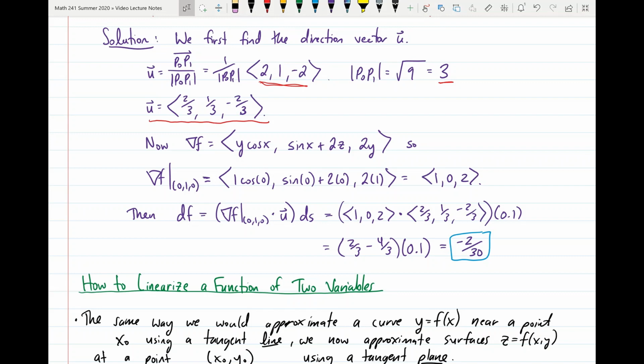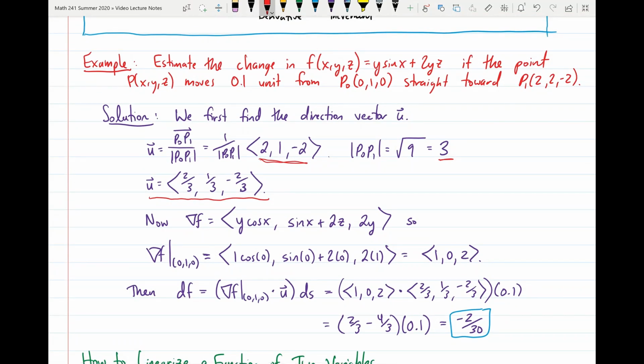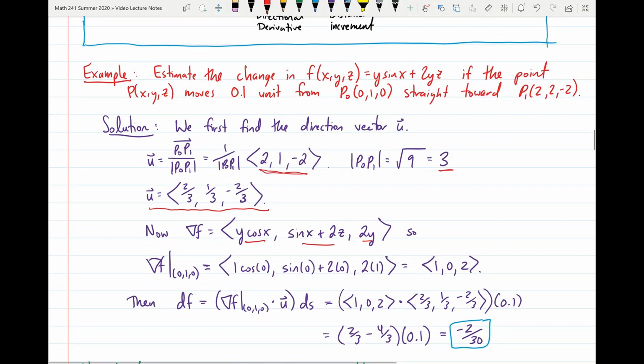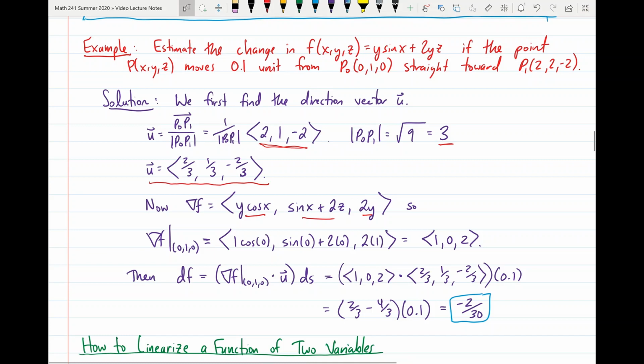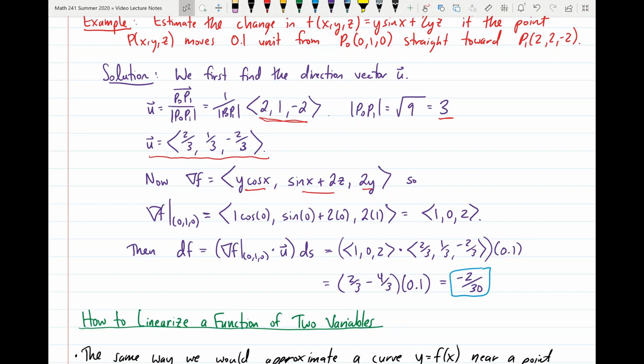And now we want to find the gradient of f. So we're going to take the partial derivative with respect to x, y, and z, and then fill in the appropriate components here. When we take the partial derivative with respect to x, we get y times cosine of x. With respect to y, we get sine of x plus 2z. And finally, with respect to z, we get 2y. So this is our gradient here, and now we're going to find the gradient at our point P naught. We plug in 0 for x, 1 for y, and 0 for z, and ultimately we get that the gradient at the point (0, 1, 0) is equal to the vector (1, 0, 2).